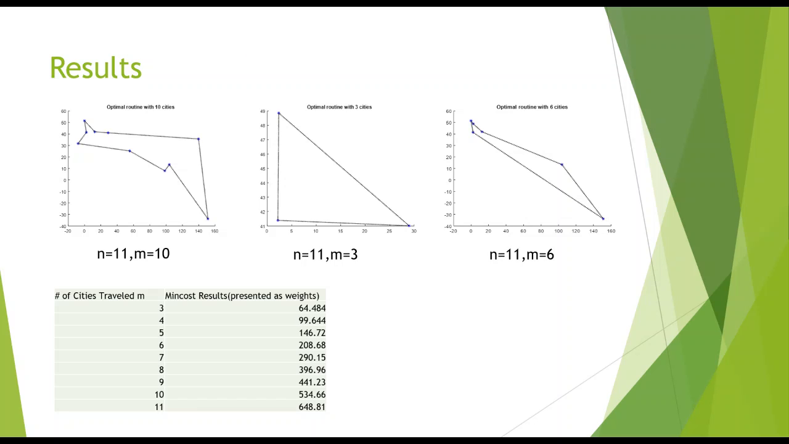I prepared a list of 11 cities that can be chosen for the trip, and I picked 3 optimal routine results and visualized them on graphs. The 3 graphs represent the optimal routine with M equals 10, M equals 3, and M equals 6, respectively. I also recorded all the final total weight values for each M.